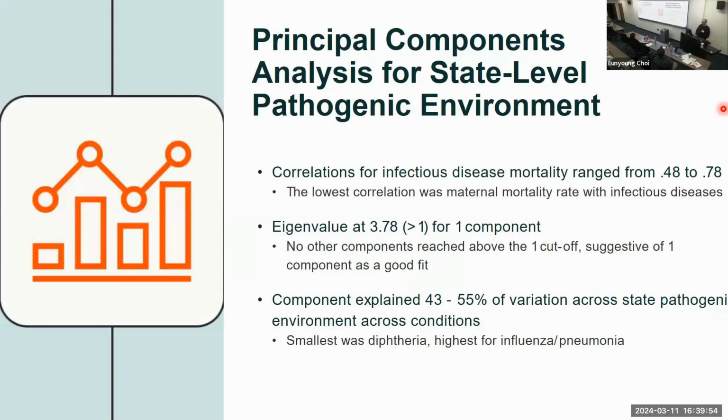So we kept it. And the component explained between 43 and 55% of variation across each of those individual state pathogenic environment conditions. The smallest was for diphtheria and the highest was for influenza, to give you an idea of how much it's explaining when we're looking to predict back on the state.